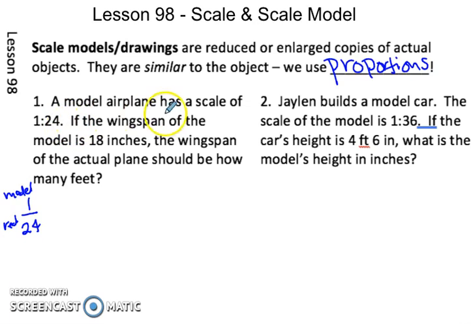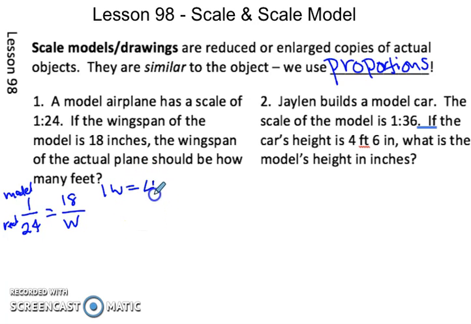And so the wingspan of the model is 18 inches. I want to know what the wingspan on the actual plane is. Well, 18 is the wingspan of the model, so model is in the numerator. I need my 18 in the numerator. And I'm trying to figure out the wingspan of the actual plane, so I'm going to say W for wingspan. So guess what? Proportions, cross multiply. So I get that 1W is equal to 18 times 24.